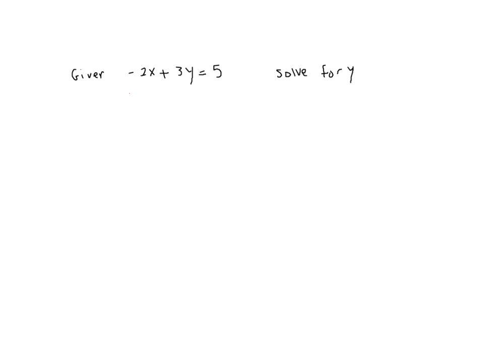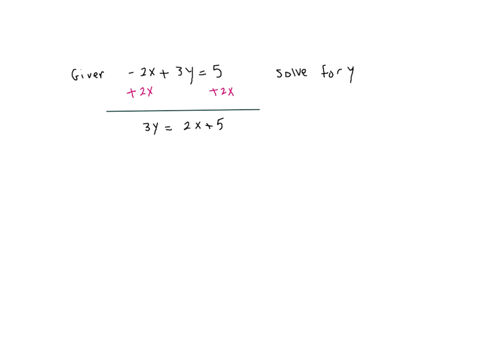Not divide. Or add, sorry, add on both sides. Right. That's good. Add 2x. So what do we get on the left-hand side? 3y equals 5 plus 2x. Right, or 2x plus 5, it doesn't matter.